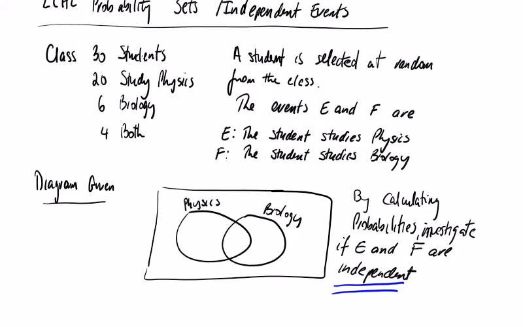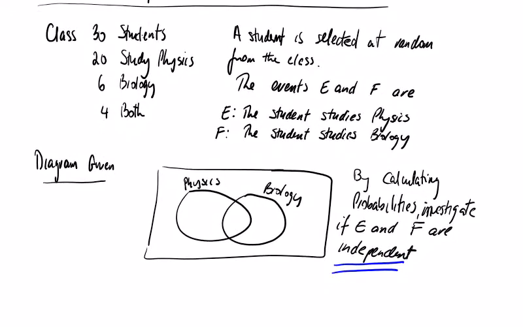So let's just fill the information into the diagram first. 4 study both, 20 study physics, which would leave 16 here, 6 study biology, which would leave 2 here. You can see that there's 22 inside, so there's 8 on the outside.